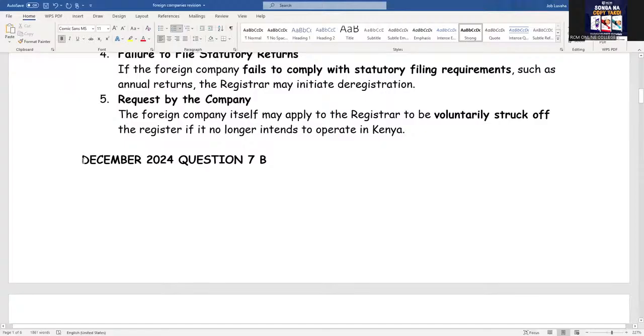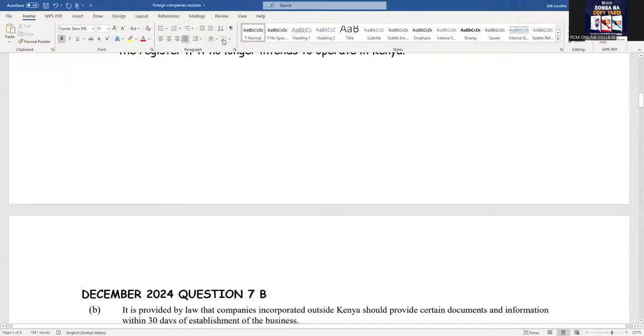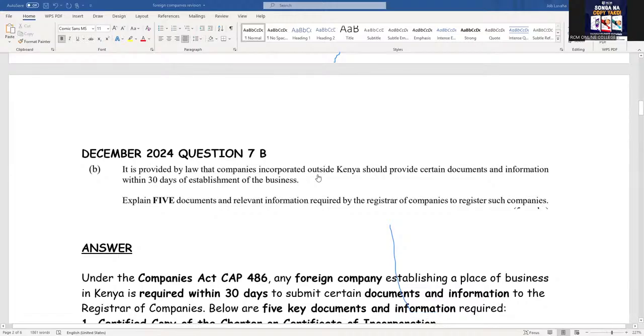So you can go to December 2024. Let's look at what happened in December 2024. It is provided by the law that companies incorporated outside Kenya should provide certain documents and information within 30 days of establishment of business. Explain 5 documents and relevant information required by the registrar of companies to register such companies. So what is the documentation required when you're registering a foreign company?